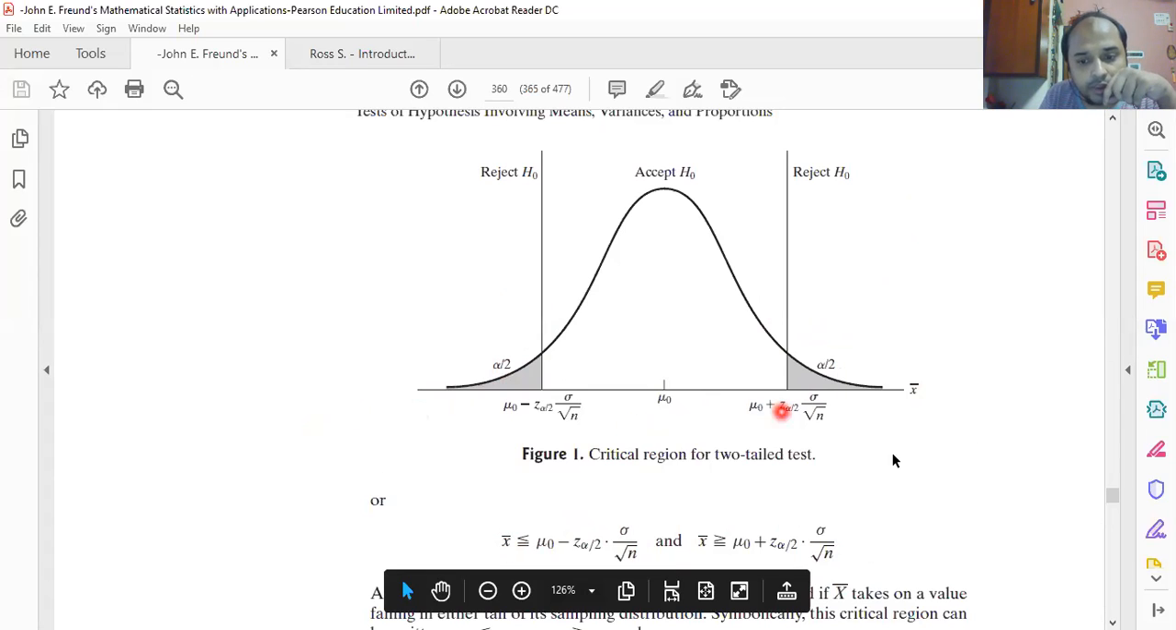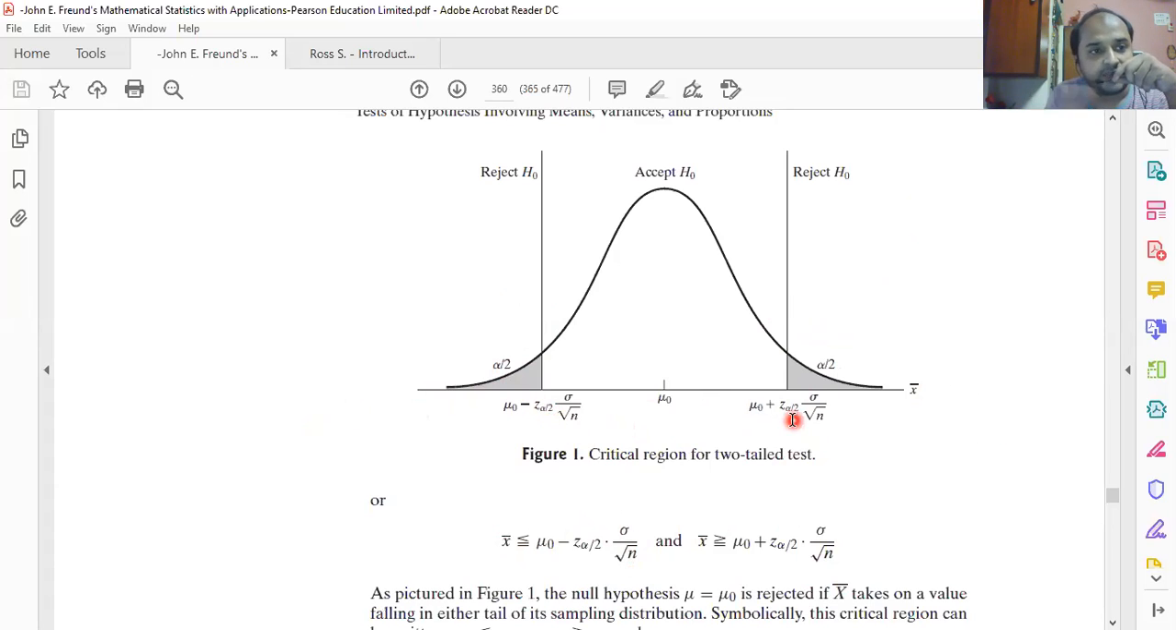I'm going to show you this mathematics, and I'm also going to tell you what is z alpha by 2 and what is z alpha. What is the difference between the two? That thing hasn't been discussed properly yesterday.